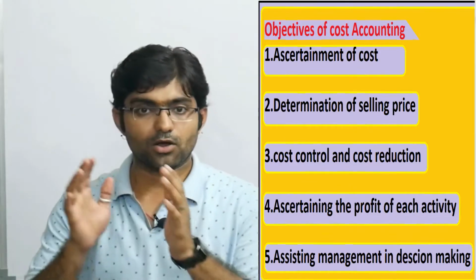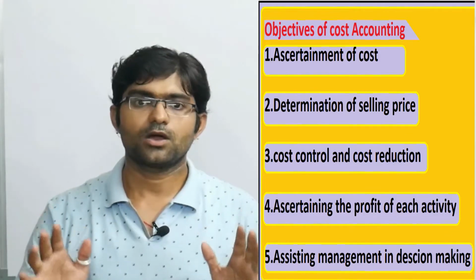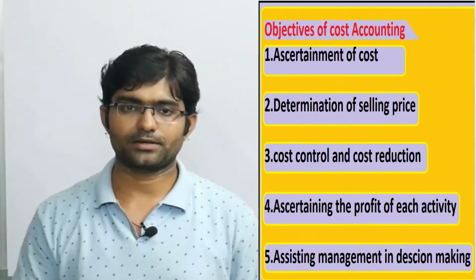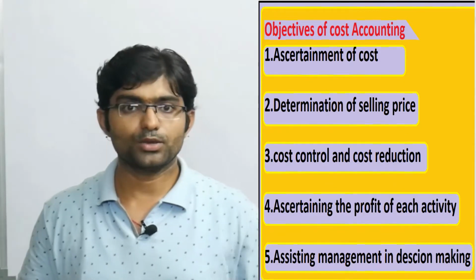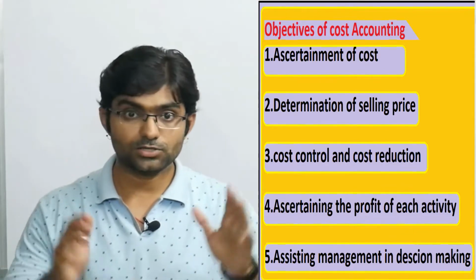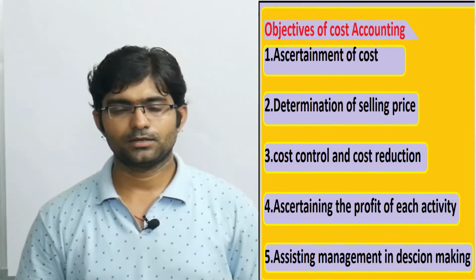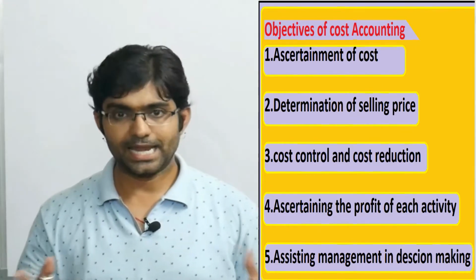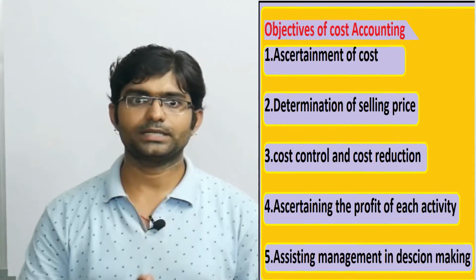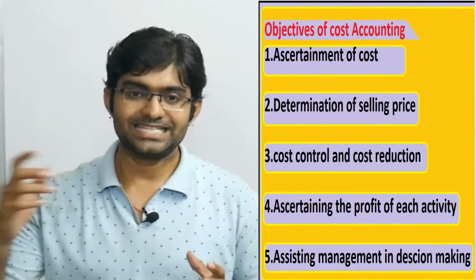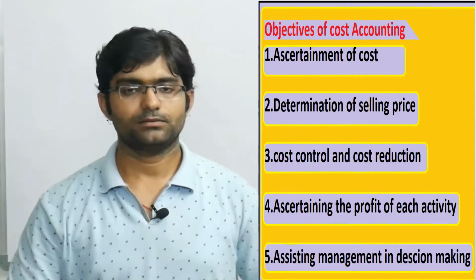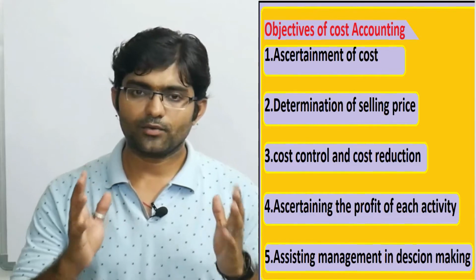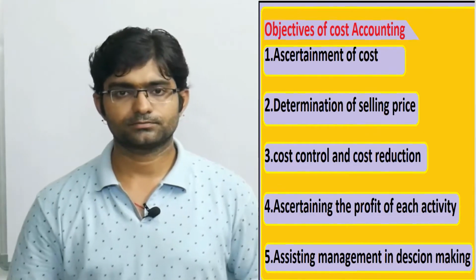The next objective is cost control and cost reduction. Cost control and cost reduction doesn't mean compromising in the quality of the product. Anyone can reduce the cost by using a cheap raw material, but that is not the goal of costing. Cost control means prior planning before performing any activity and continuously monitoring that activity, whether it is in line with our plan. By that, we can reduce unnecessary costs.